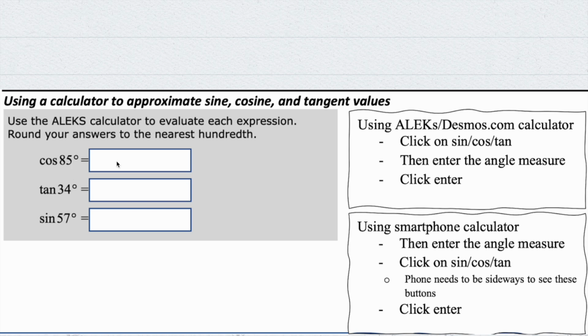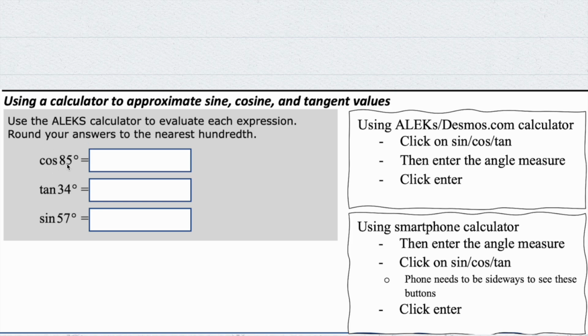that's missing. So if you're using a TI or Desmos calculator, you want to click on sine, cosine, or tangent, and then enter the angle measure and click enter. If you're using a smartphone calculator, generally you're going to enter the angle measure first and then click sine, cosine, or tangent. And usually the phone's going to need to be sideways in order to see these buttons, and then you can click enter. Some phones require you to click enter, and some will just calculate it without you clicking enter or equal. So let's go ahead and take a look at this.